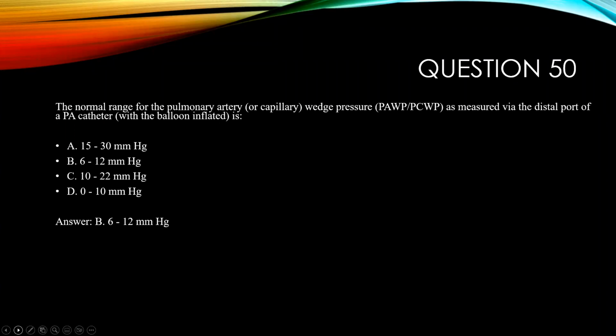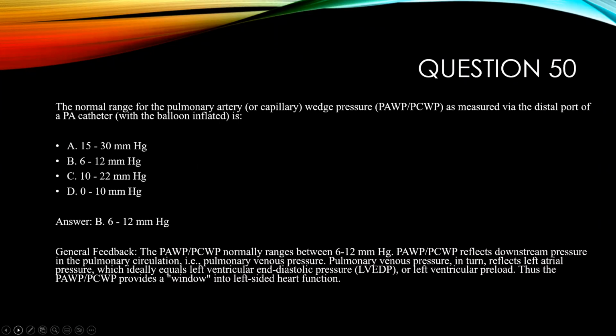Correct answer is 6 to 12 torr. Let's look at why. Pulmonary artery wedge pressure or pulmonary capillary wedge pressure normally ranges between 6 and 12. It reflects downstream pressure in the pulmonary circulation, so pulmonary venous pressure. Pulmonary venous pressure in turn reflects left atrial pressure, which ideally equals left ventricular end diastolic volume or left ventricular preload. Thus, the pulmonary capillary wedge pressure provides a window into left heart function.